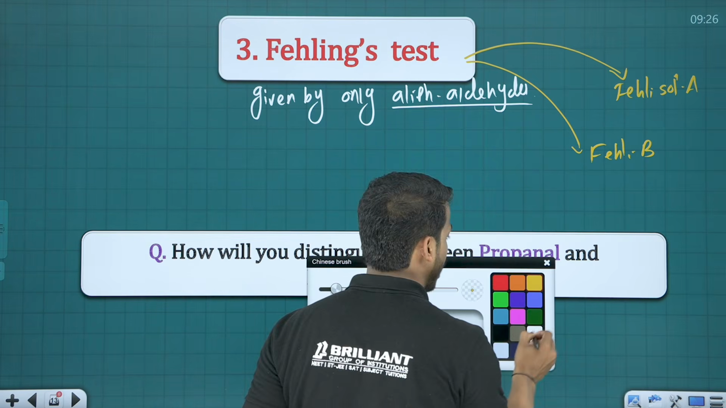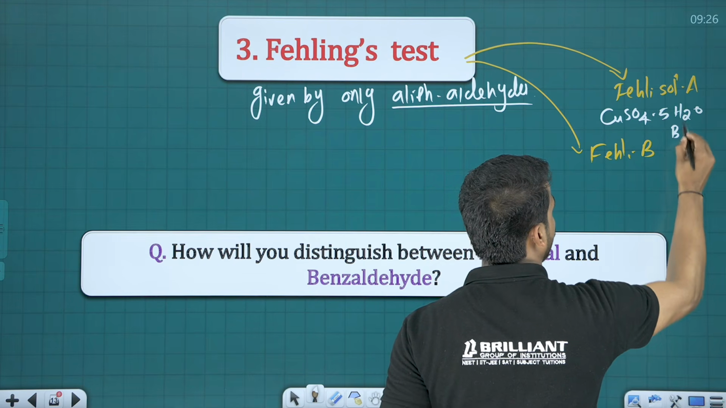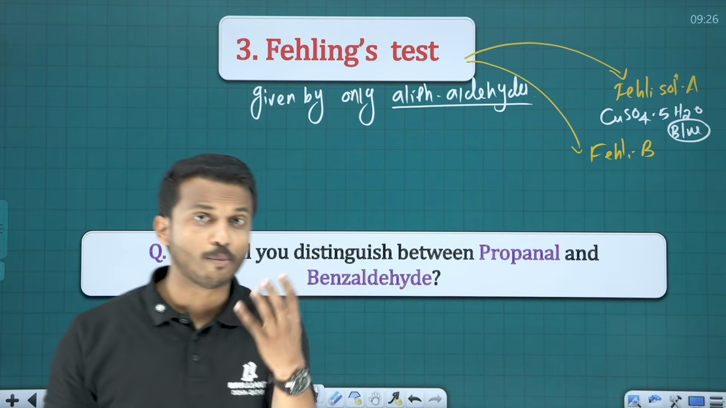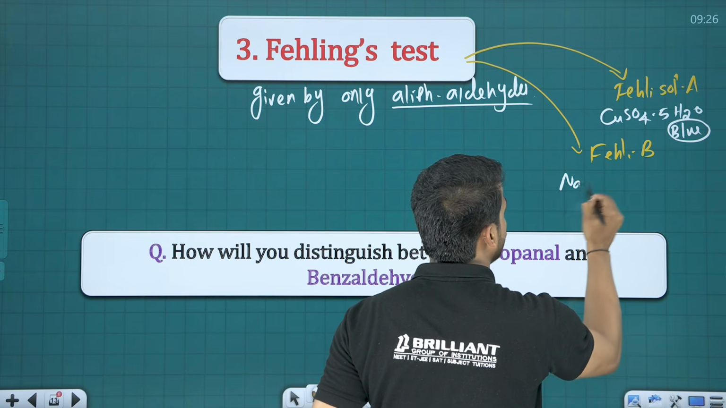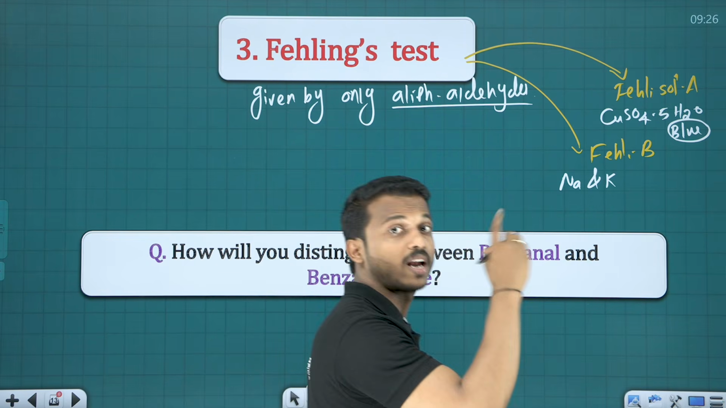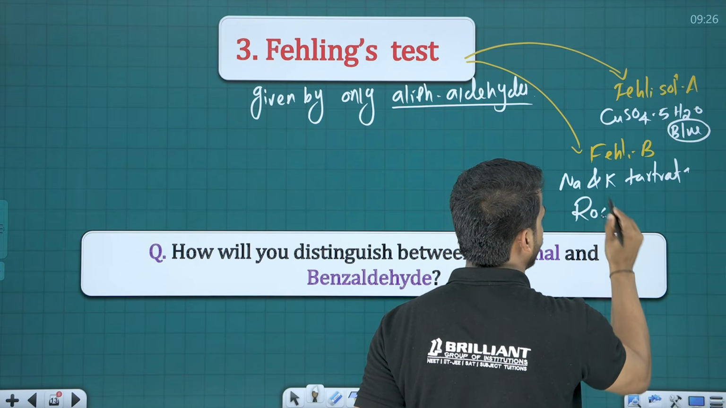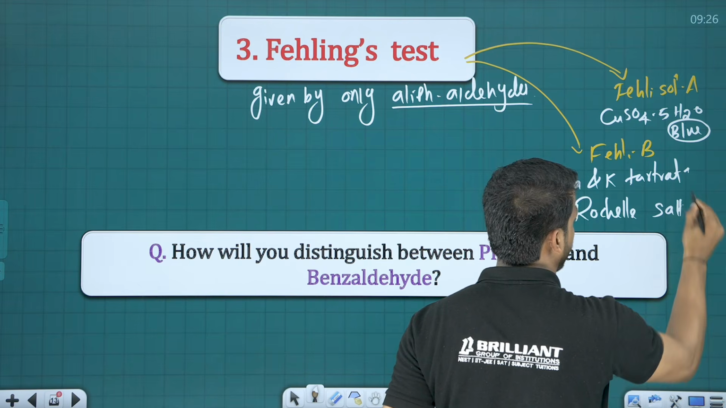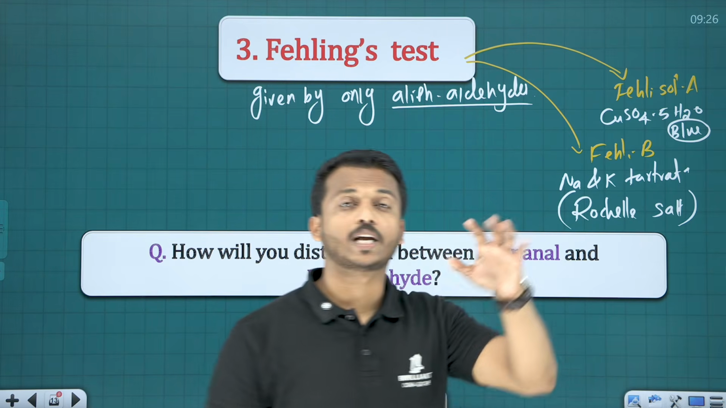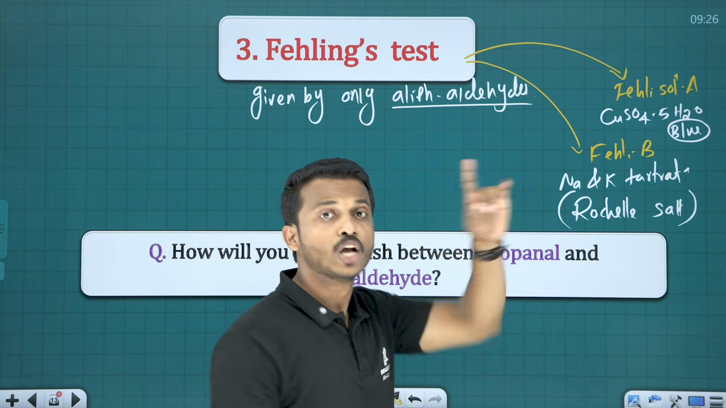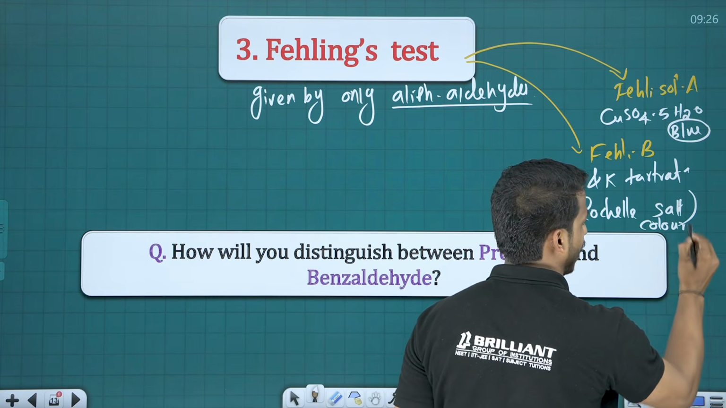What is Fehling solution A? Fehling solution A is copper sulfate pentahydrate, CuSO4·5H2O, and its color is blue. Fehling solution B is the sodium and potassium salt of tartaric acid, sodium potassium tartrate, also called Rochelle salt, and it is colorless.